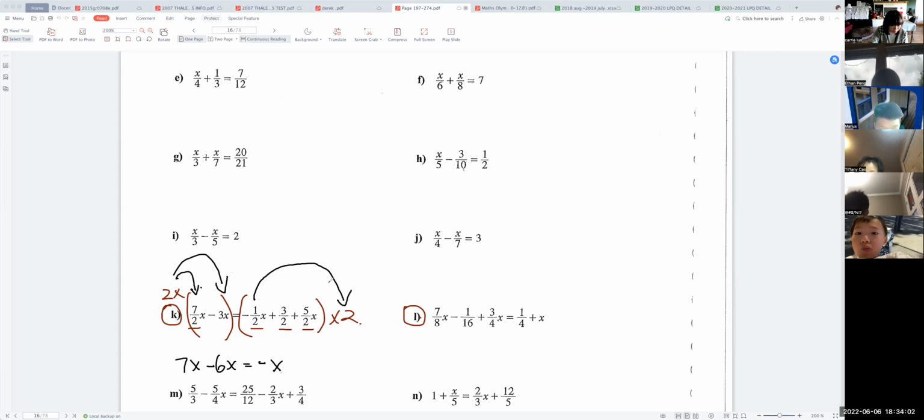Negative x, correct? Okay, so 3 over 2 times 2 equals what? Plus 3x. Plus 3, no x. Okay, last one. 5 over 2x times 2 equals what? 5x. Very good. Okay, so now let's take a look at this one.